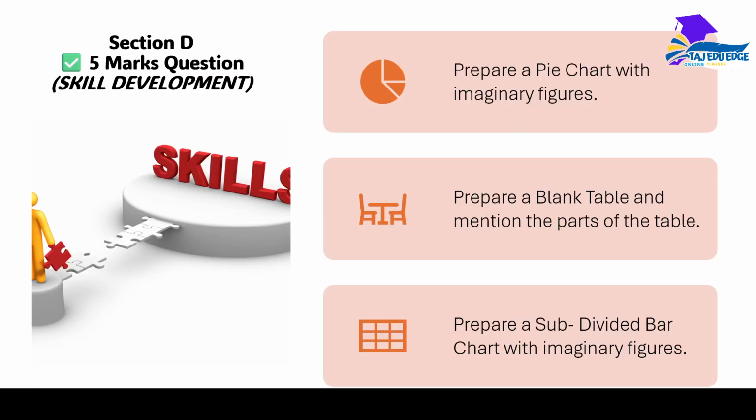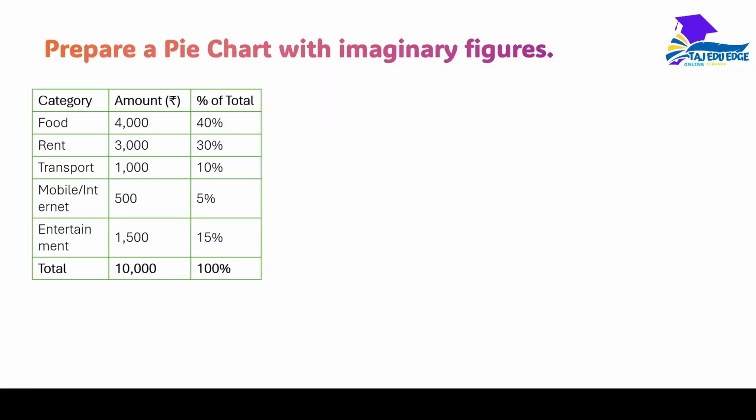Along with that, section D, 5 marks skill development questions. There are 3 questions from this unit. There are a total of 4 questions, but the 4th question is from unit 3. Leaving that question, the other 3 questions are from this. To prepare a pie chart with an imaginary figure, I have given an imaginary figure which you can use and prepare a pie chart using scale, compass, protractor, pencil, eraser, everything. You can take a screenshot of this and prepare it on your own on a sheet of paper in a notebook.